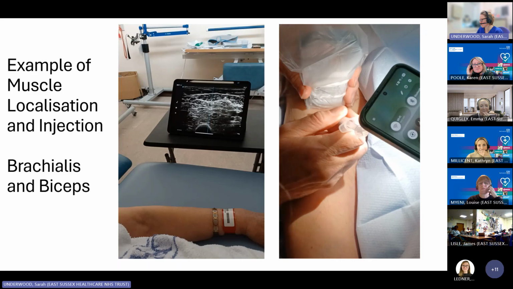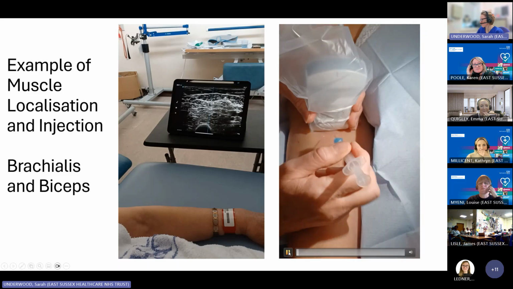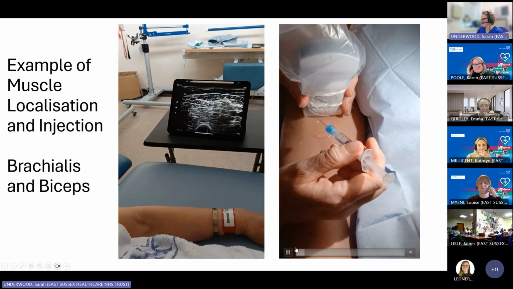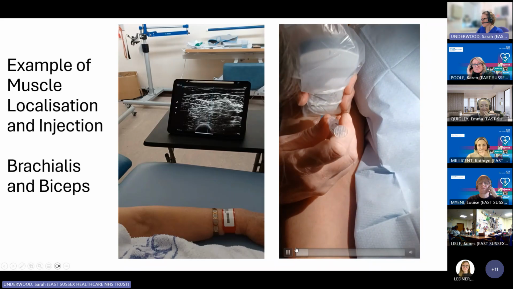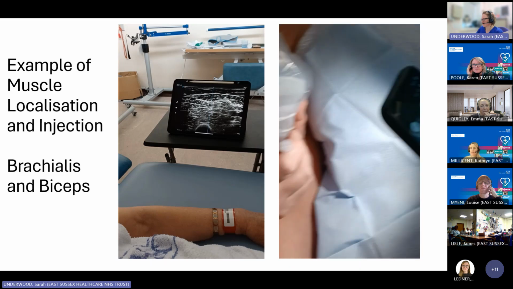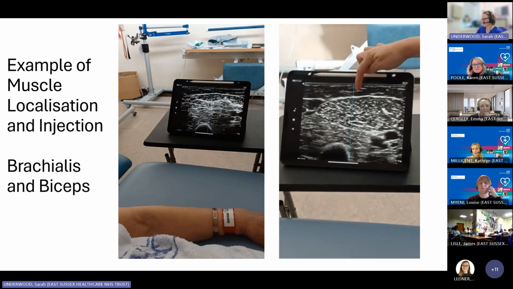So it's an intramuscular injection. Make sure you mind your camera side. Yeah, still happy. Okay, so sharp scratch coming up. Sharp scratch coming up.